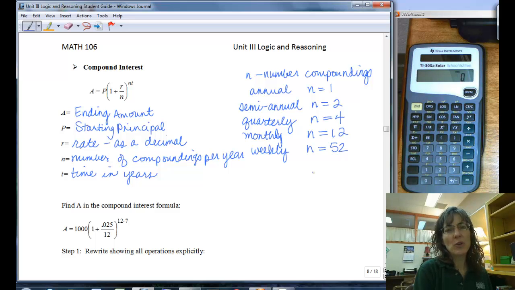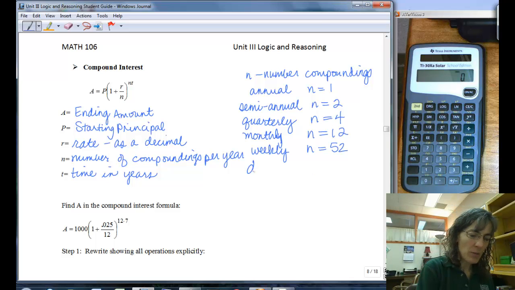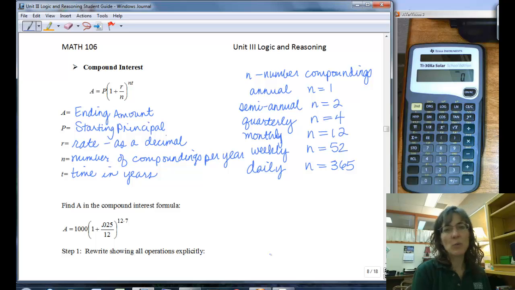And then another one that you might use for calculations, but we don't see often in the real world, that would be daily. And for that one, the N equals 365, and we'll use that value regardless of if the year is a leap year or not. So 365 days in a year.